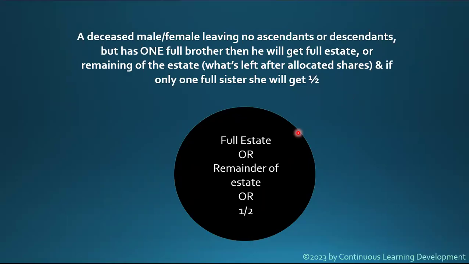A deceased male or female leaving no ascendants or descendants, meaning no parents or grandparents and no sons or grandchildren, but having a sibling, one full brother, then he will get the full estate, or the remainder of the estate, what's left after allocated shares. And if there is only one full sister, she will get half. So either the full estate or the remainder of the estate will go to the siblings.